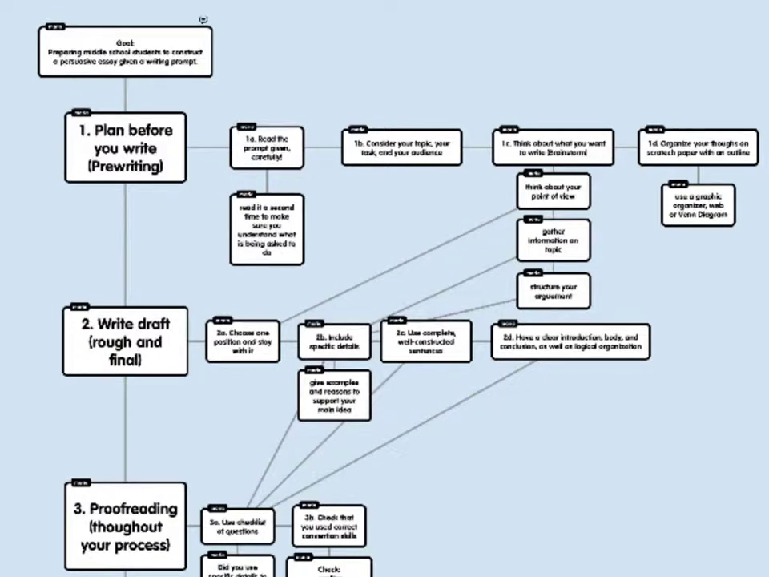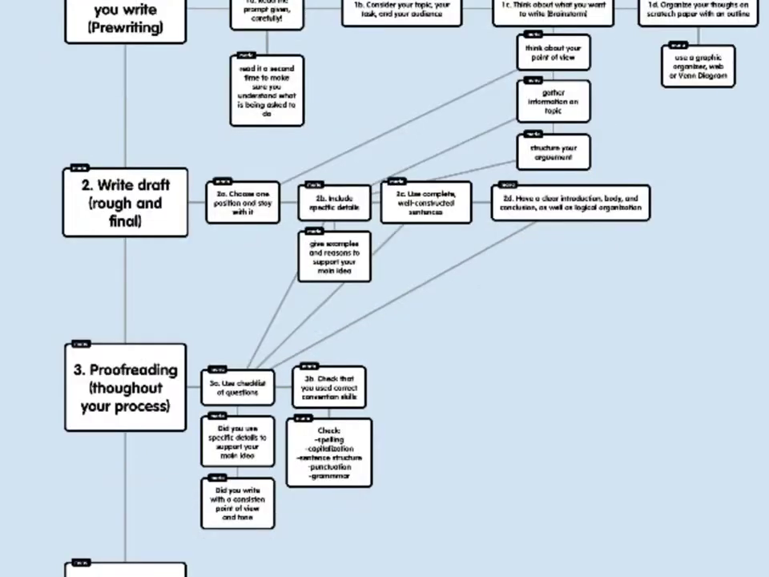As the lesson gets more in depth, the teacher should be discussing each step of writing a persuasive essay, including the pre-writing or brainstorming stage. As you can see, here are the steps that you would take during the pre-writing stage. The next stage is the drafting stage. Here are the steps for the drafting stage, and as you can see, they connect back to the pre-writing stage.